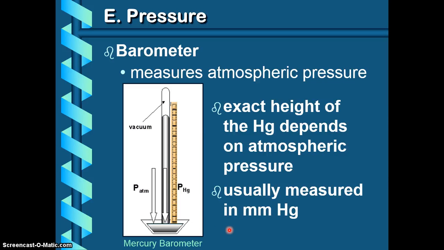We measure air pressure by using a barometer, and this is a mercury barometer. And the height of the mercury in the tube is going to depend on how much pressure is being put onto this bowl of mercury by the atmosphere.